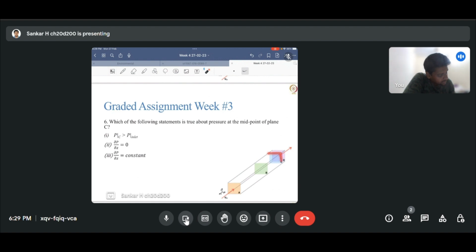The next question deals with which statements are true about the pressure at the midpoint of plane C. And plane C is where the fully developed flow has happened. At that point, if the pressure at point C is greater than the pressure at the inlet, or rather if the inlet pressure is less than the pressure at point C, then we won't expect the flow to happen in this direction. We expect the flow to be in this direction. Therefore, option 1 is in fact wrong.